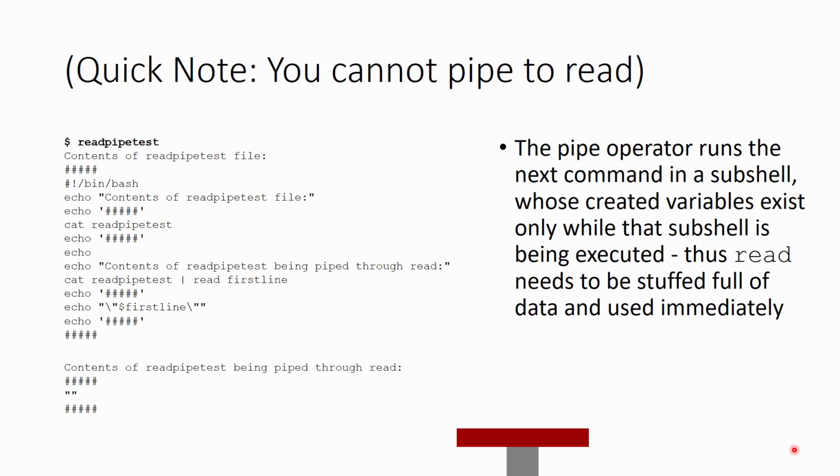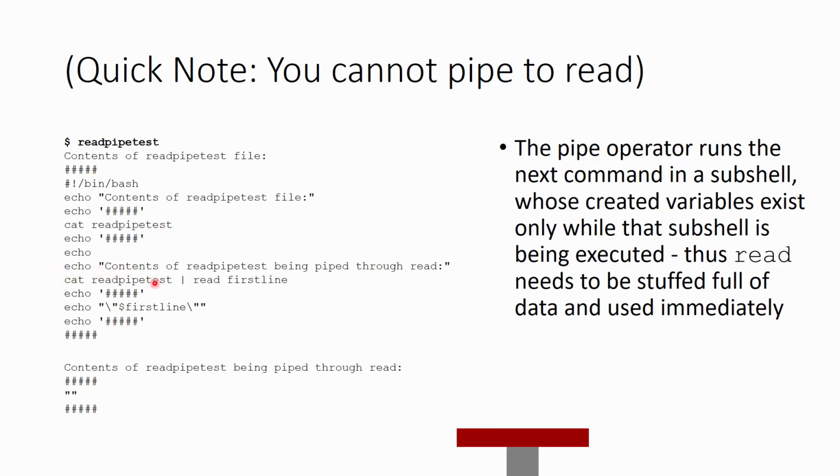And as a final thought here, I wanted to talk about something that's commonly done that doesn't work. So this is kind of a complicated script. When I just run this thing, note that I didn't cat it out in the beginning, it immediately says the contents of the read pipe test file are, and then it displays itself. So it basically prints itself out in the beginning. That's what it does. But the real thing I want to talk about is this line.